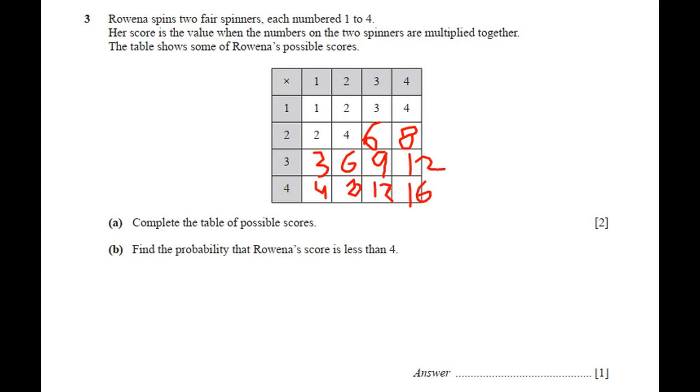Find the probability that Rowena's score is less than 4. So how many numbers in our table are less than 4? 1, 2, 3, 4, and the fifth, 5 numbers are less than 4. So the probability will be 5 over how many total numbers do we have in this group? We have 4 by 4, 16 numbers over here. So the answer is 5 by 16.